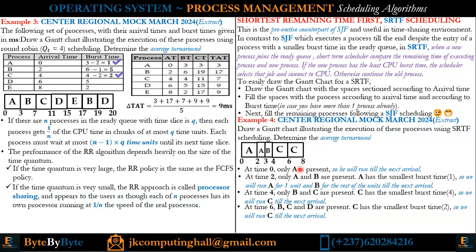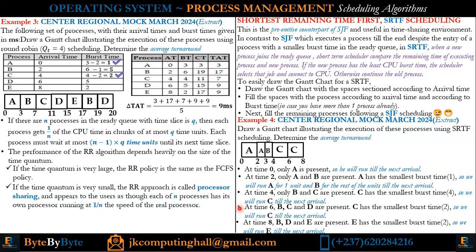Now at time 8, B, D, and E are present. And remember what we said here: we fill the remaining process following the shortest job first scheduling. Who has the smallest burst time? It is E. So we will execute E till it completes its execution, because we don't have any other arrival time again.